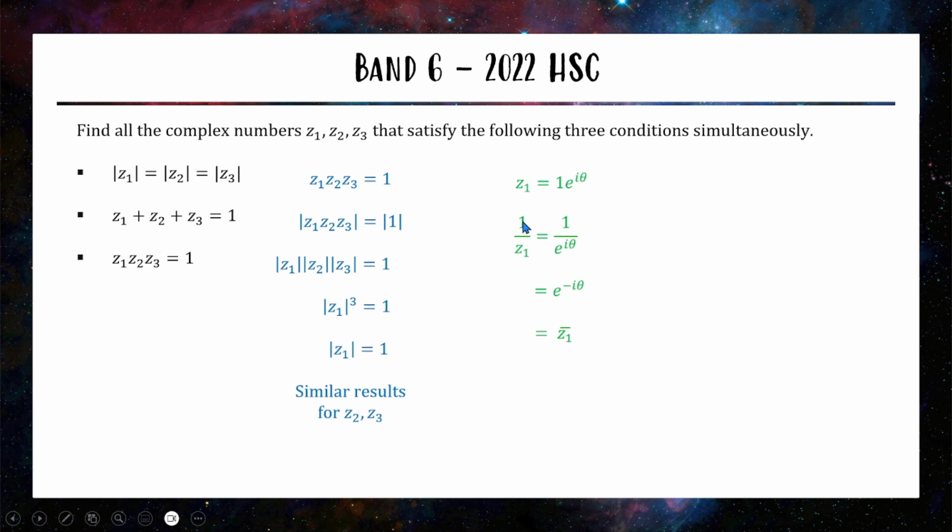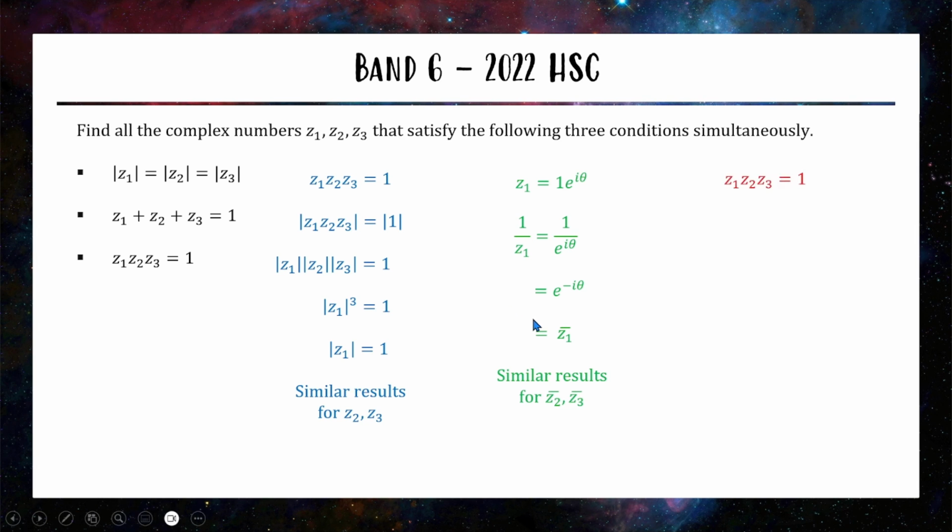So this proves that if we take the reciprocal of Z1, we get the conjugate of Z1, and we get similar results for 2 and 3. So taking the reciprocal of any of our 3 numbers gets us our conjugate. I'm getting lost in my lingo here.